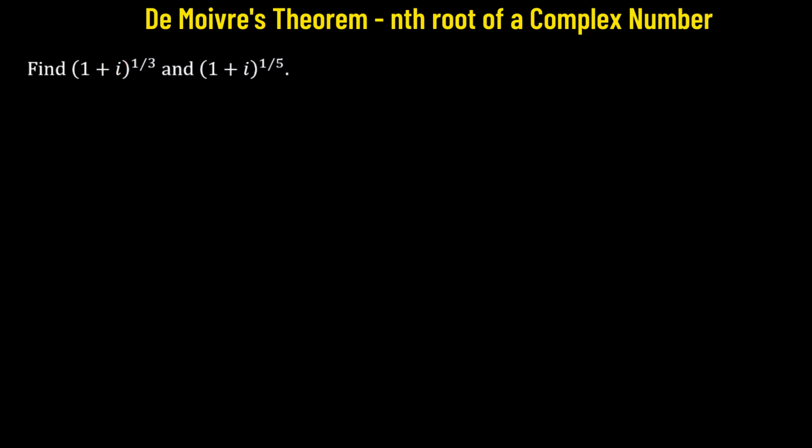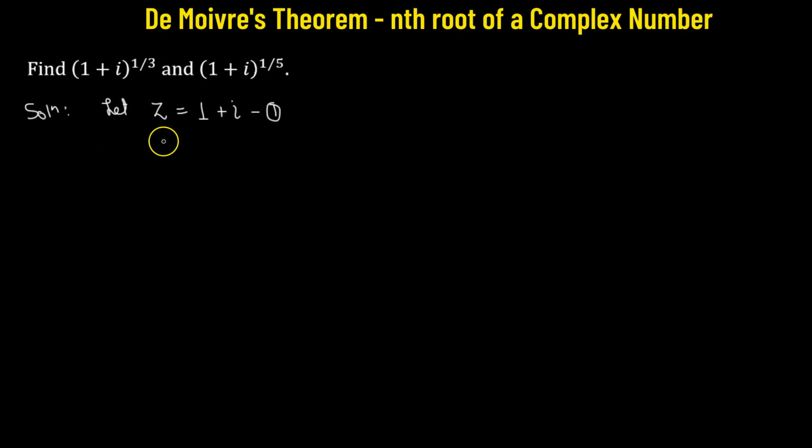In this problem, we need to find the cube root of the complex number 1 plus iota, as well as the fifth root of the complex number. So we will begin by considering a complex number z. That means z equals 1 plus i. The first goal will be to convert the given complex number to its polar form.